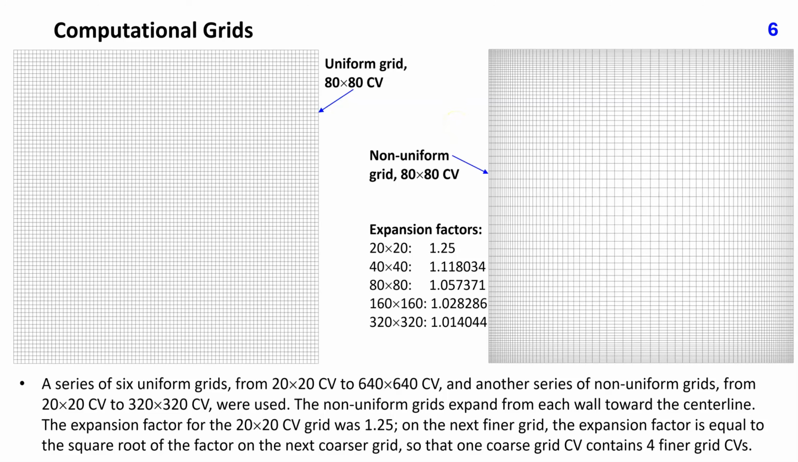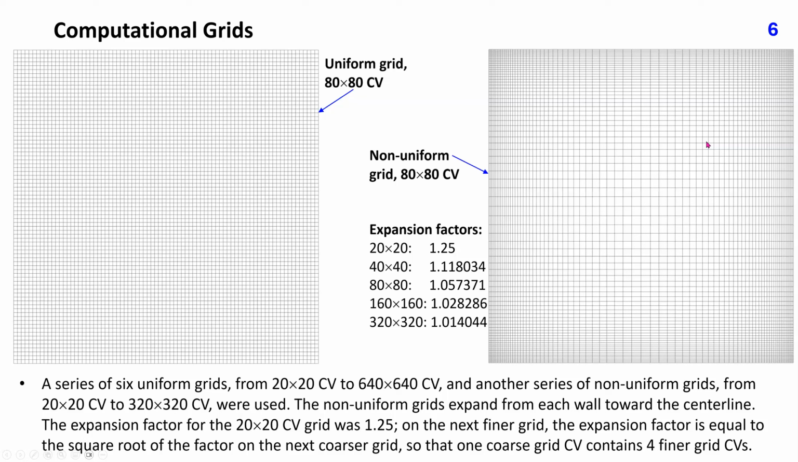A series of 6 uniform grids from 20 by 20 control volumes to 640 by 640 control volumes, and another series of 5 non-uniform grids from 20 by 20 through 320 by 320 control volumes were used. Plots of both grid types with 80 by 80 cells are shown here.